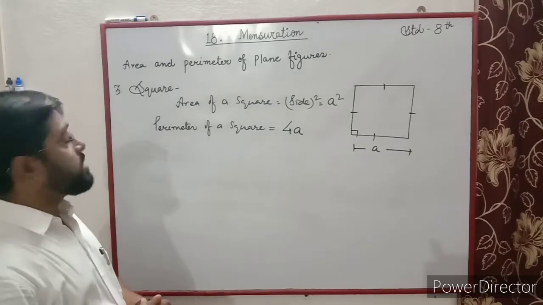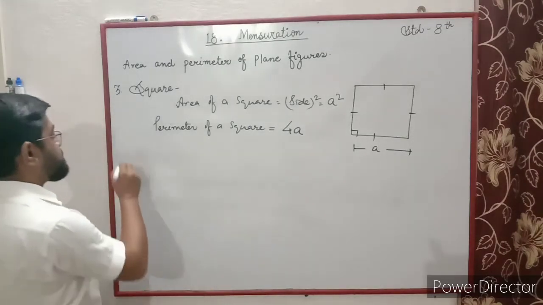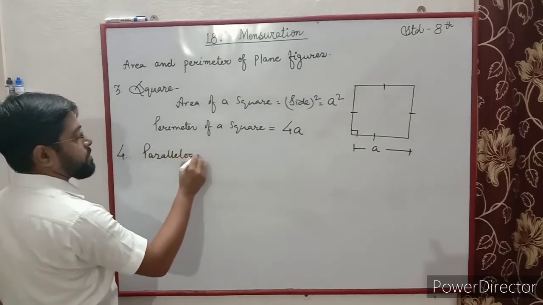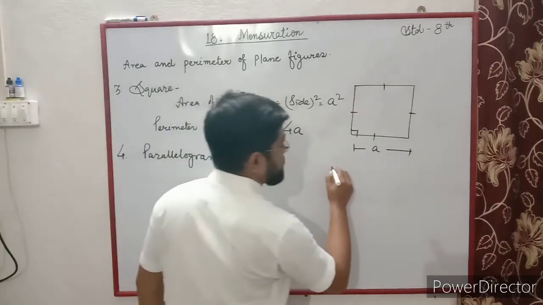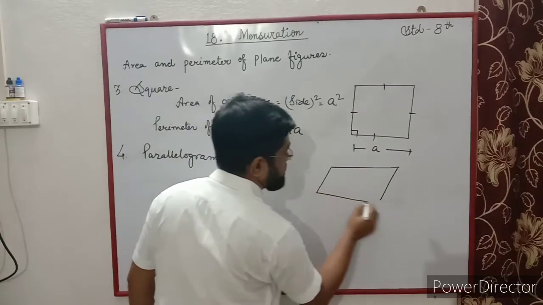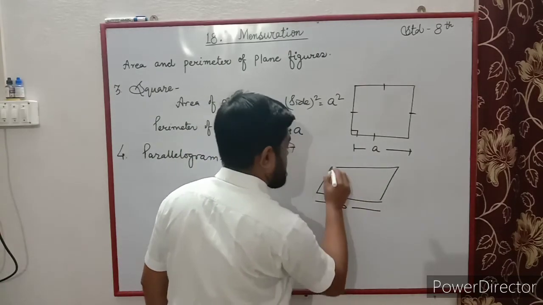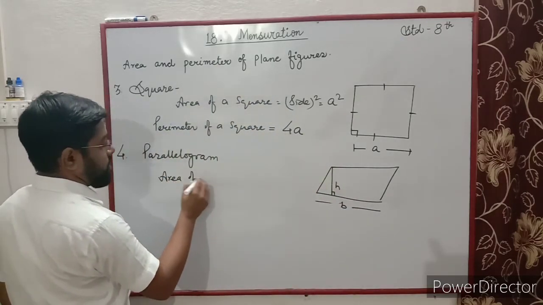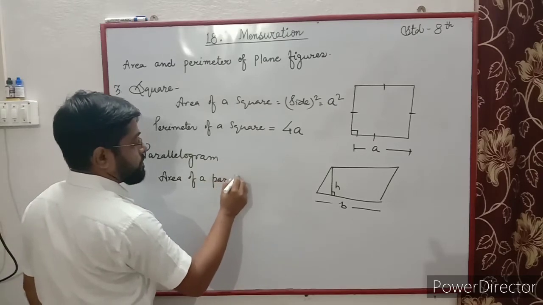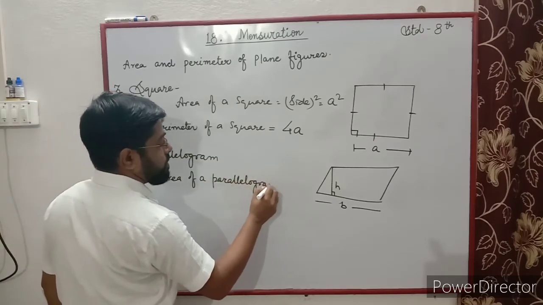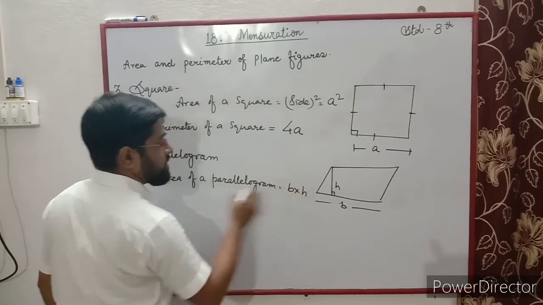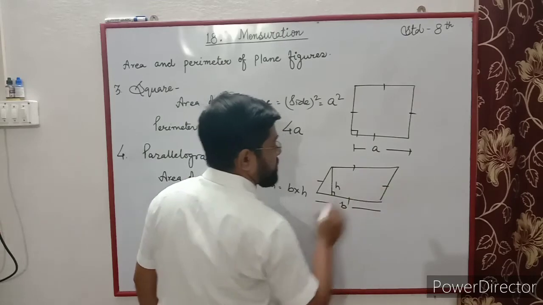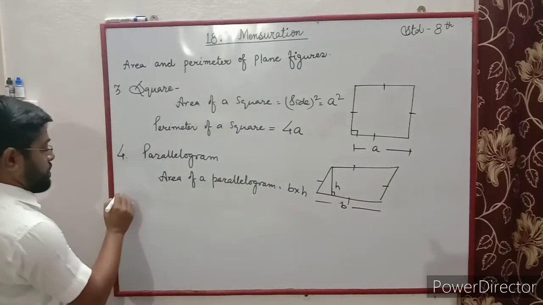Now fourth point is parallelogram. First of all, draw a parallelogram. This is base, this is height. So area of a parallelogram, base into height, and perimeter, sum of all sides.